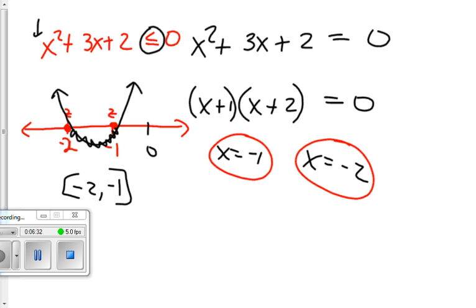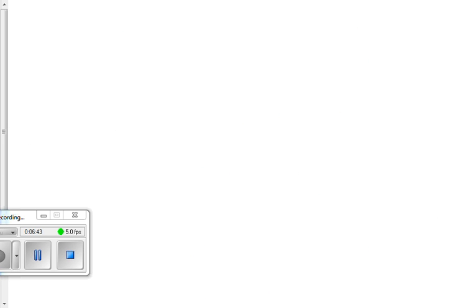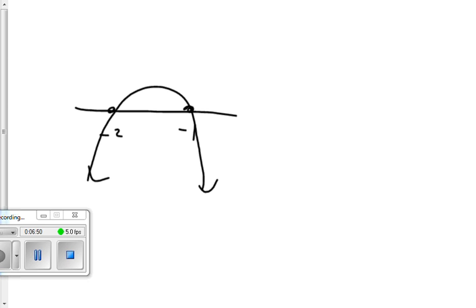Any questions on that kind? Yes, sir. It wouldn't actually. If there was a negative in front, here's how it would look. Here are my two important spots, and it would have looked like this. And the question was, when is the parabola less than 0? And now the answer would be, it's less than 0 here and here. And then I would have said from -infinity to -2 and from -1 to infinity. That would have been a little different.